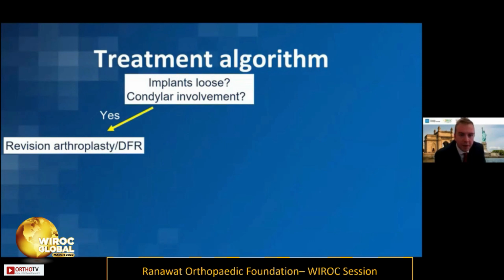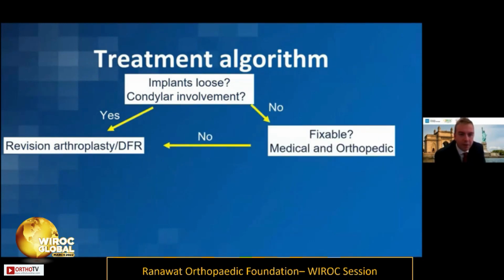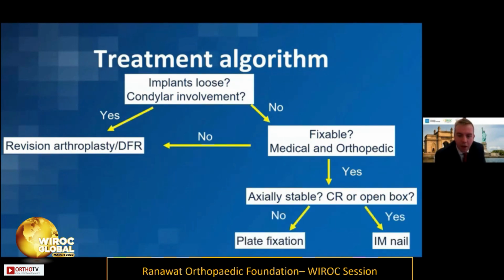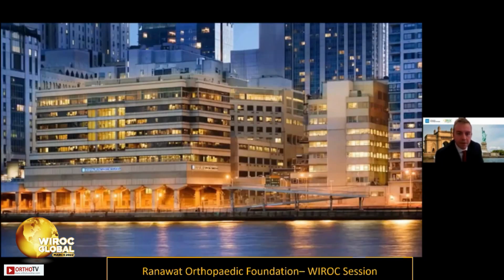So again, just briefly, my treatment algorithm and how I think about these: are the implants loose? Are the condyles involved? Is the patient too medically infirm to be able to deal with non-weight bearing or partial weight bearing for a period of time? And then if you're going to fix these, is the fracture stable, or is it a CR design in which there would be potential for intramedullary narrowing? So that's it.